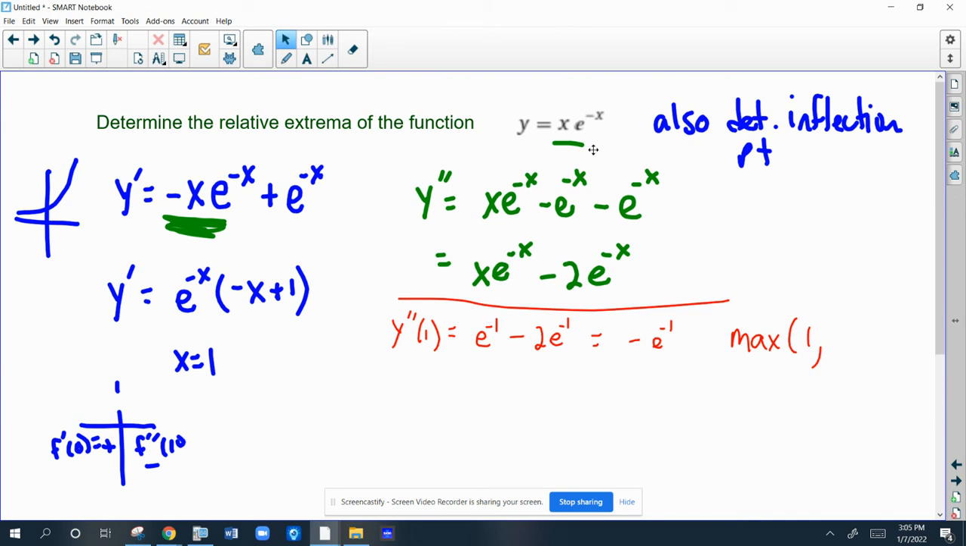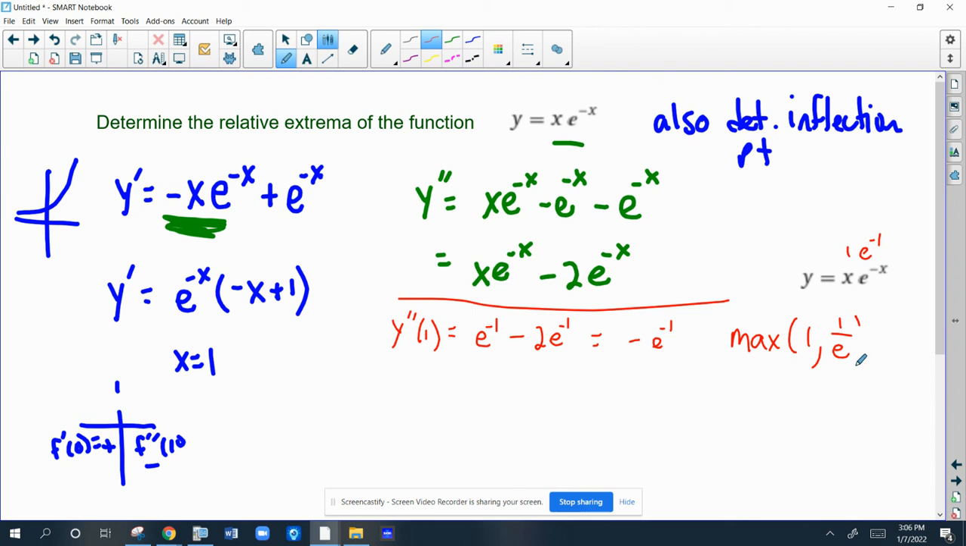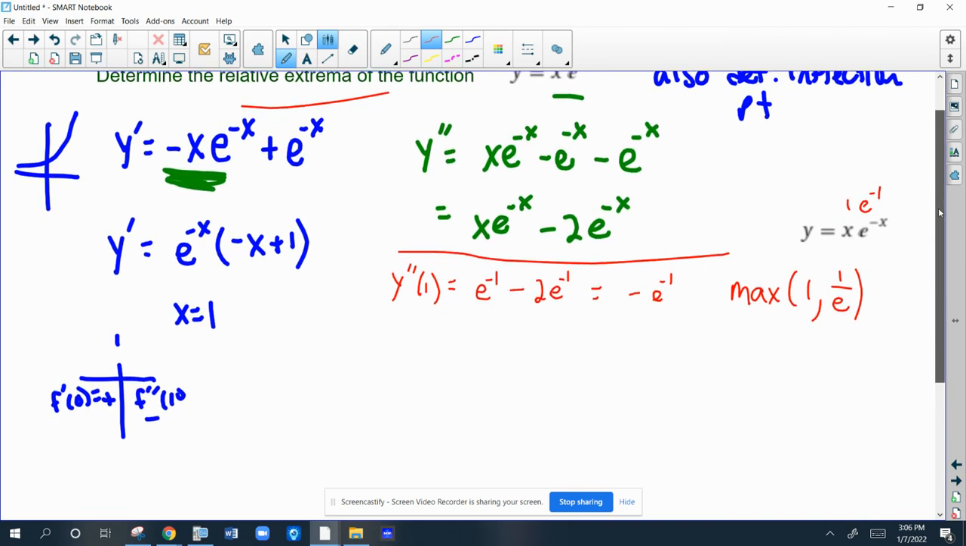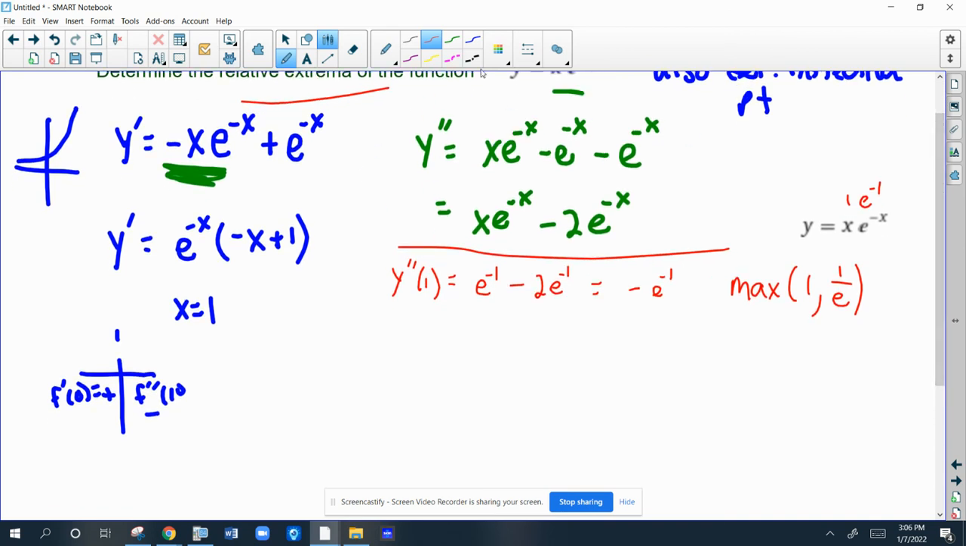Plug 1 into this original function here. You'll get 1 times e to the negative 1, or just e to the negative 1, or 1 over e. So we're done with the relative extrema. Let's look for points of inflection. That should be pretty easy since we have the second derivative calculated.